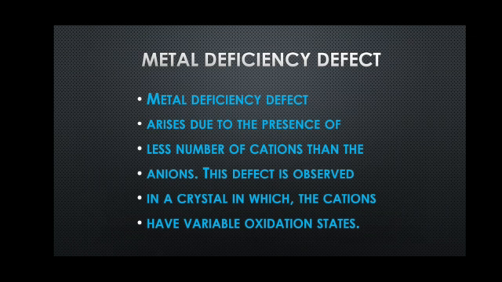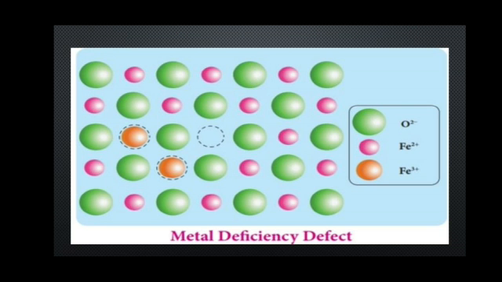The next is the metal deficiency defect. What is meant by deficiency? Here itself we can understand that some of the ions are deficient. Metal deficiency defect arises due to the presence of fewer cations than anions. Less number of cations than the anions. This type of defect we call a metal deficiency defect. See this example, we have the iron oxide structure here.